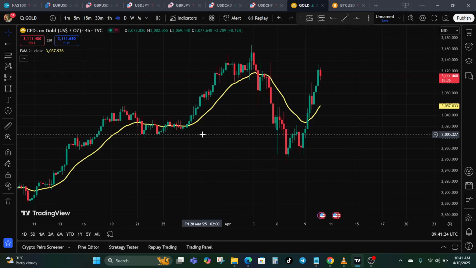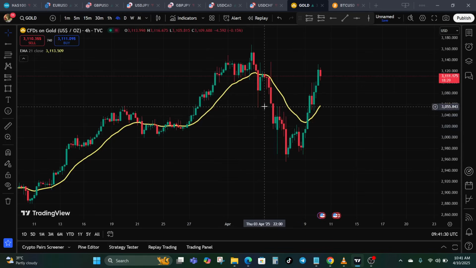So now here is how it works. First of all, you apply the 21 EMA to your chart. Most platforms allow this in a few clicks. Use it on the time frame you are trading, whether it's 1 minute, 15 minutes, or 4 hour, it adapts to all time frames.